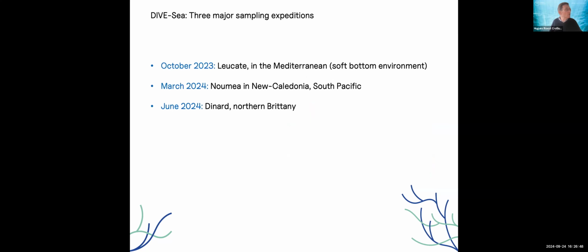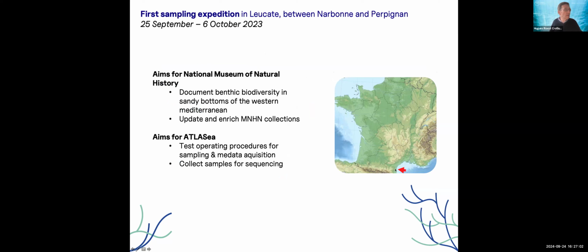Now, just a few words on the sampling missions, which we have already run. One, as I said, in the Mediterranean last year, and 2 this year in the Pacific Ocean and on the coast of Brittany. So in Le Cat here, where the red arrow is, this was really a pilot project to start establishing our standard operating procedures on exactly what it means to sample from the wild, bring it in good quality to the lab, extract DNA and sequence these genomes.